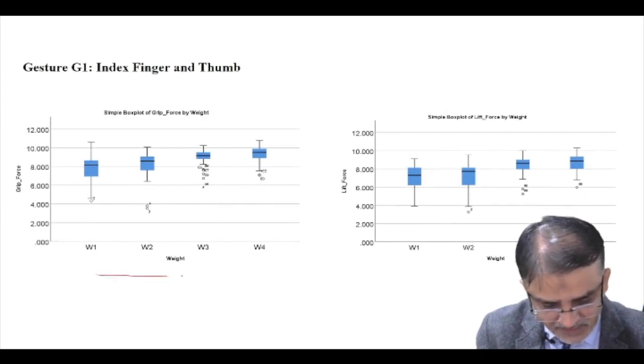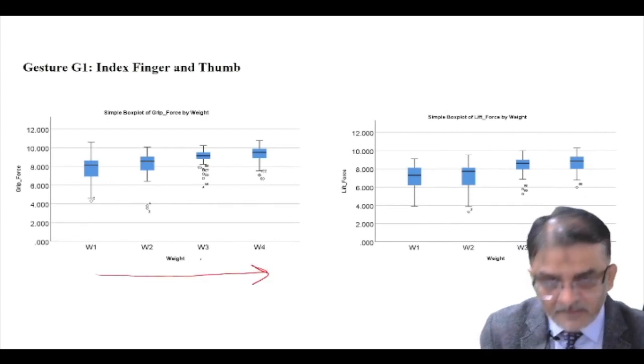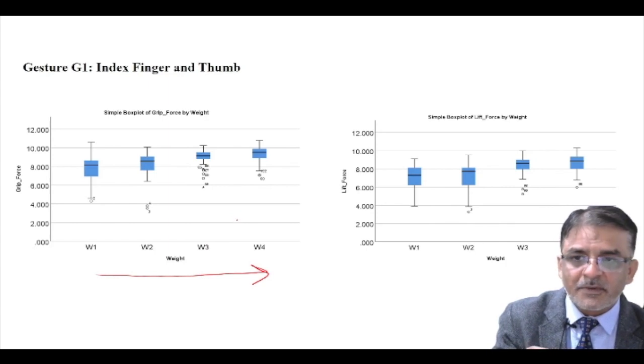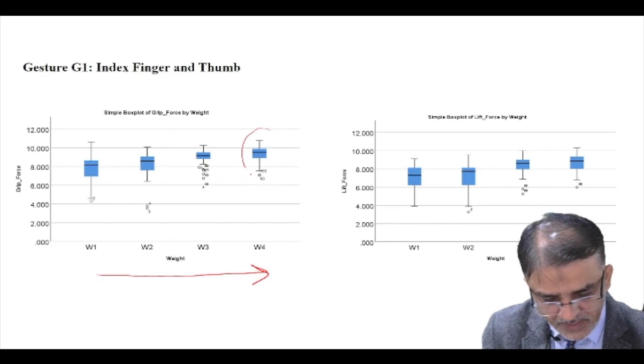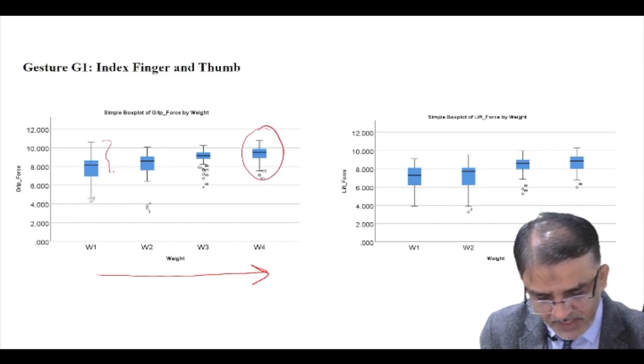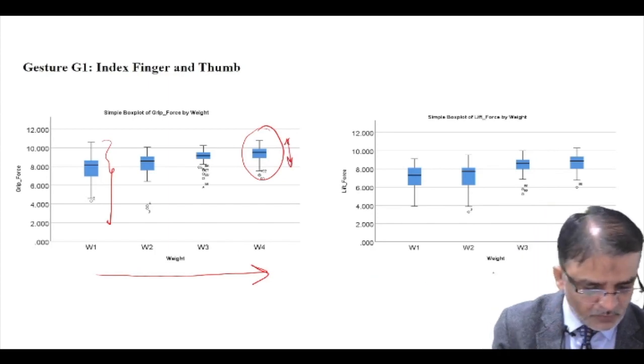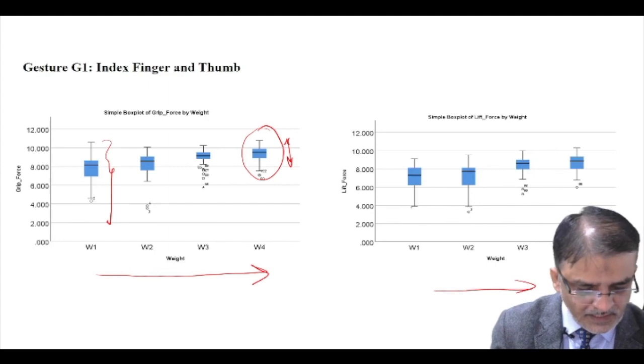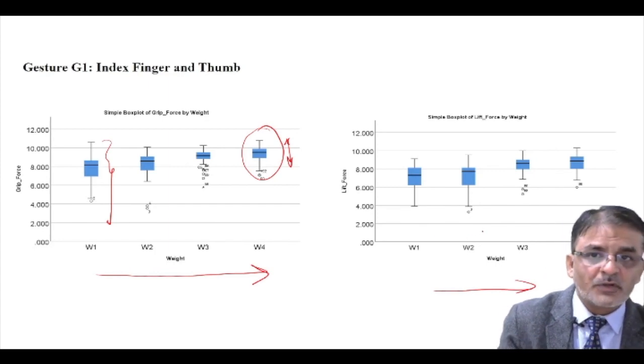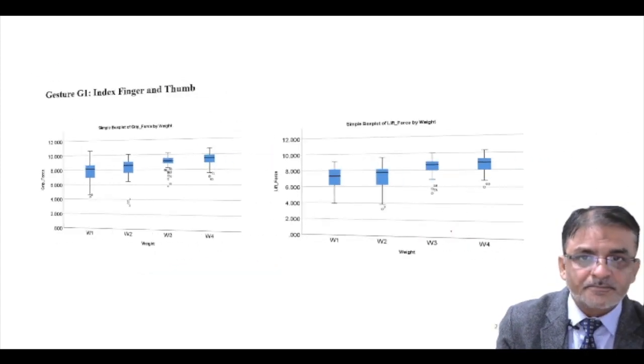What we see is that with respect to the change of weight, the grip force was stabilized. As the force was getting more, the grip force variation was low. Here the variation was quite high, as we see in the box plot, but the variation went down when the weight was more. The same pattern was seen in the lift force also using the box plot.